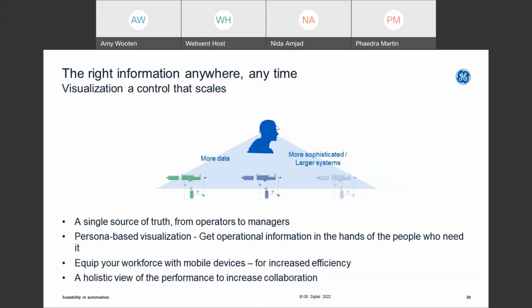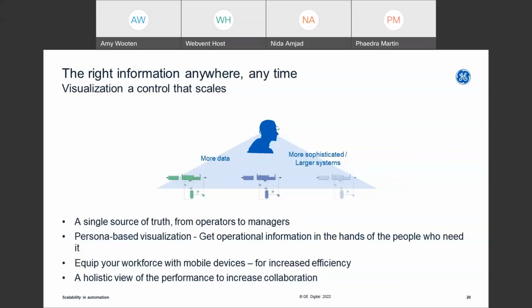So look for solutions and systems that provide a way to aggregate all the data and all the information in one place, so a user can go into that one app or that one visualization platform and see everything that they need to make decisions and do their job on a day-to-day basis.